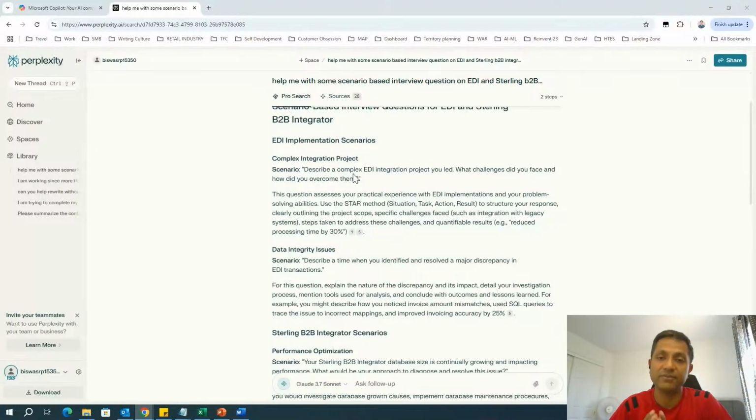If you have worked as a team lead, for example, or an architect or a senior developer, have you come across this kind of scenario where you really led a project which was very complex, and what were the challenges that you faced and how did you overcome them? So if I was in your place and was asked this question just right now, I might have more examples or stories to share.